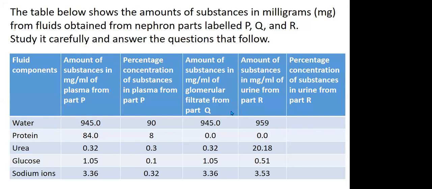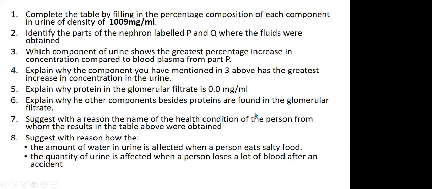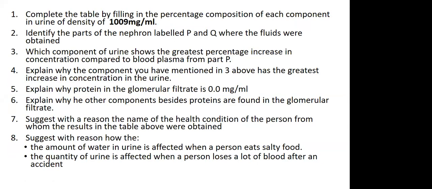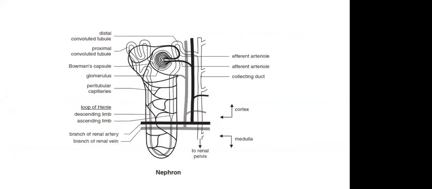So let's go to the other questions. Which component of the urine shows the greatest percentage increase in concentration? Okay, I have the other questions elsewhere. So this is the nephron, what it would look like. Where I have put the cursor, this is the afferent arteriole, like we mentioned.